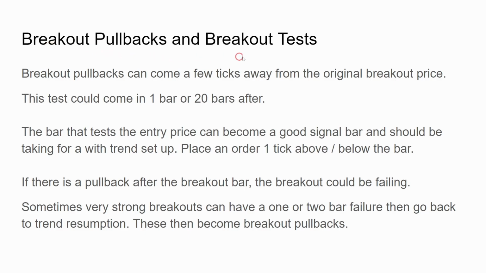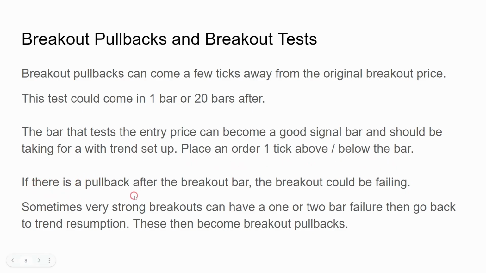Breakout pullbacks and breakout tests. Breakout pullbacks can come a few ticks away from the original breakout price. The test could come 1 bar or 20 bars after. The bar that tests the entry price can become a good signal bar and should be taken with a wick trend setup. Place an order 1 tick above or below the bar.